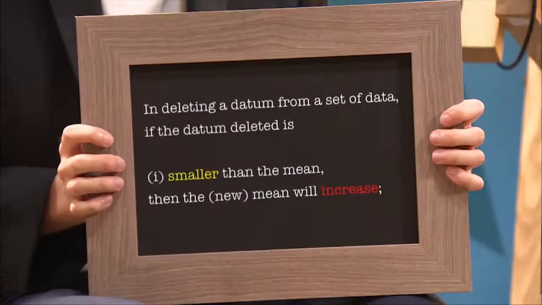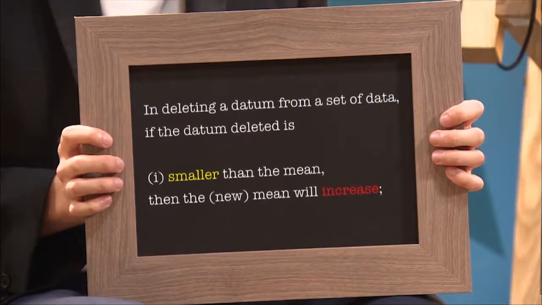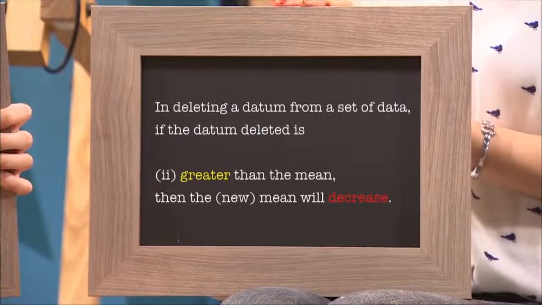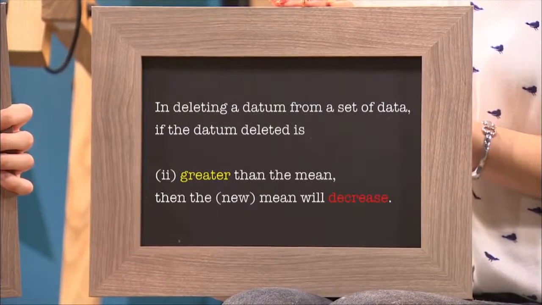The conclusion is, when a datum is deleted from a set of data, if this datum is smaller than the mean, the new mean will increase. On the other hand, if this datum is greater than the mean, the new mean will decrease.